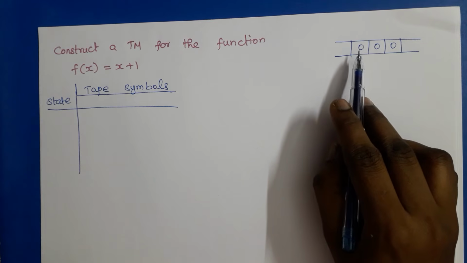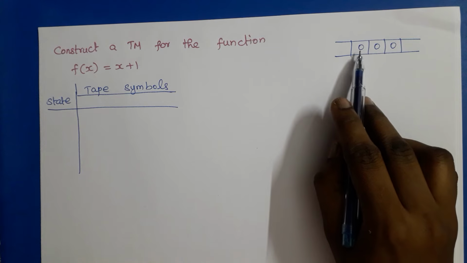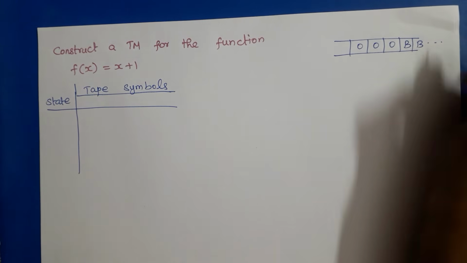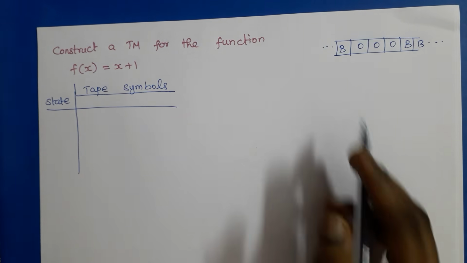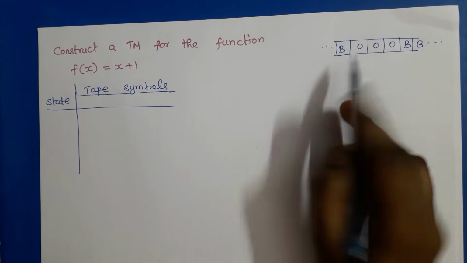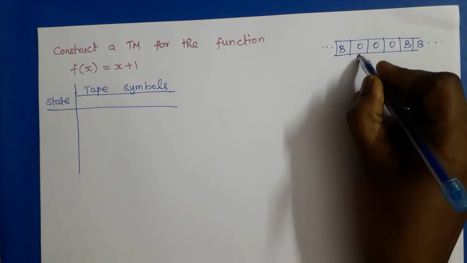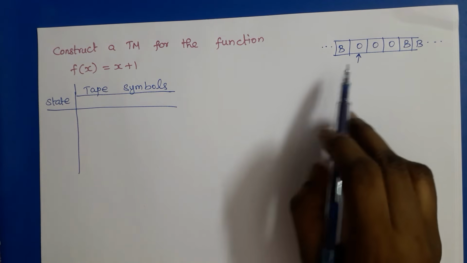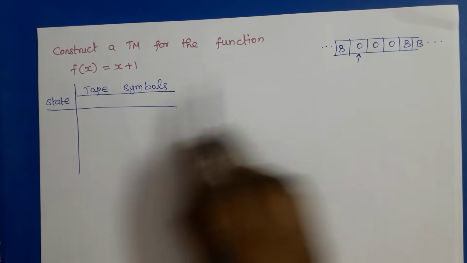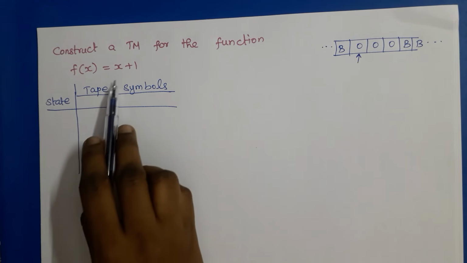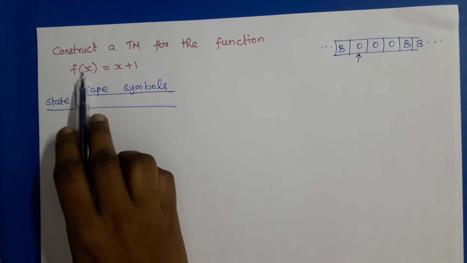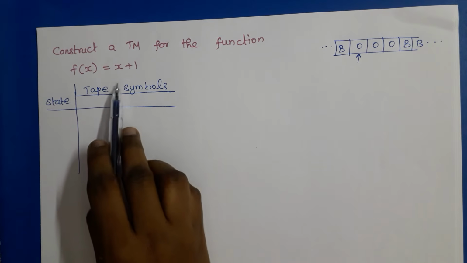So the tape initially has 3 zeros followed by some blanks. The rest of the tape cells will hold blank, and the tape head is initially scanning the leftmost symbol of the input string, right? So initially if the tape has 3 zeros, then it should contain 4 zeros at the end, right? We are going to perform the increment operation. So 1 is added; f of 3 zeros means it should become 4 zeros at the end.